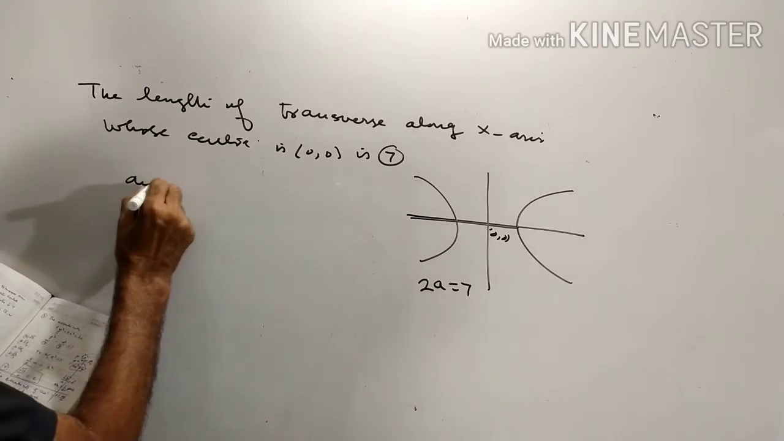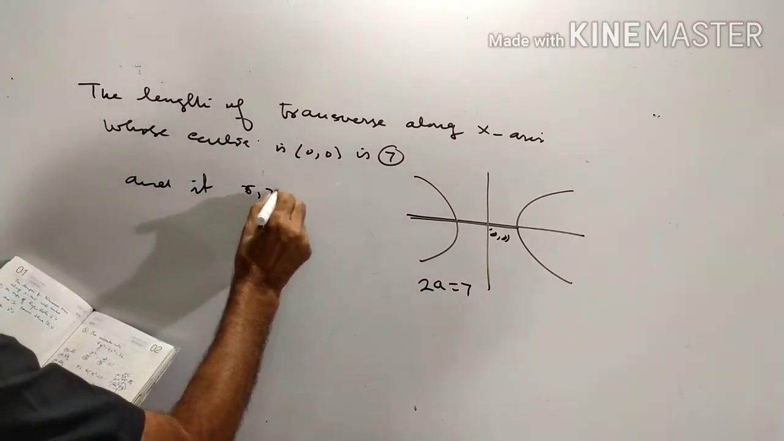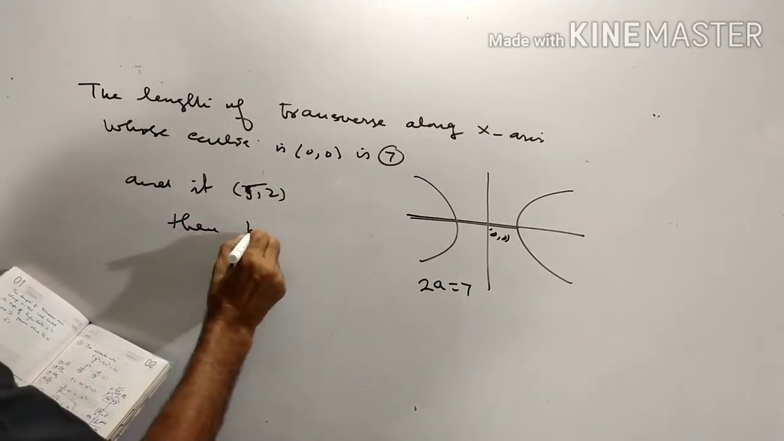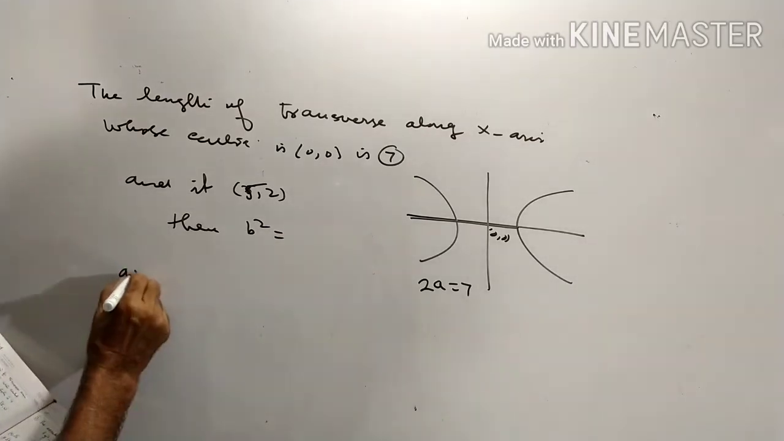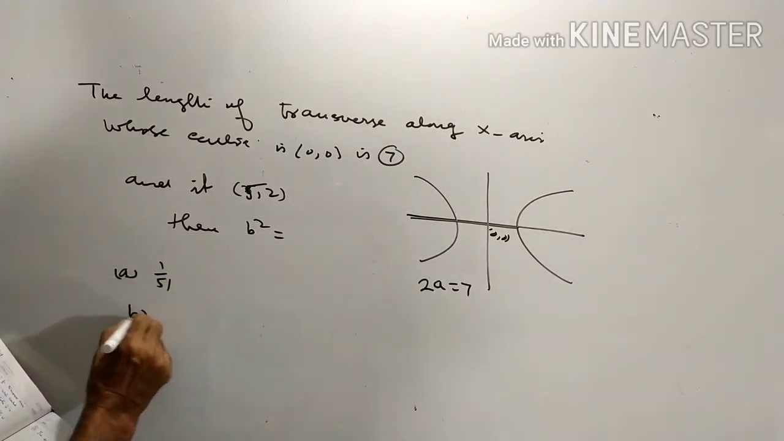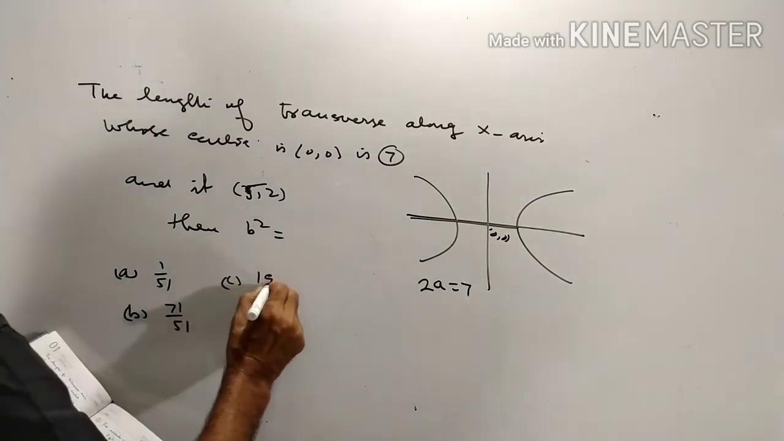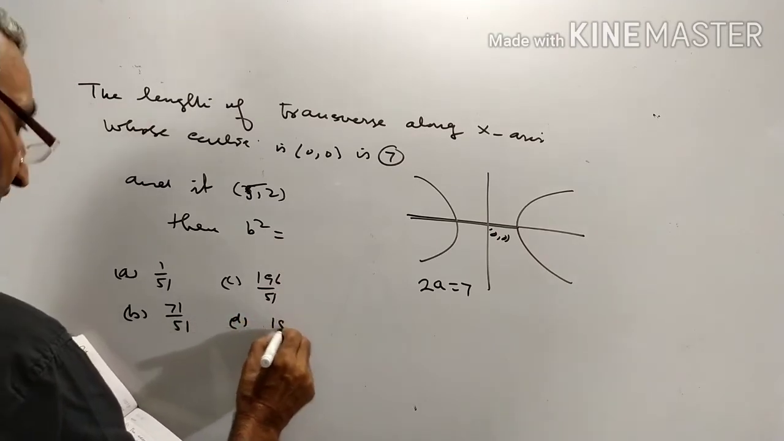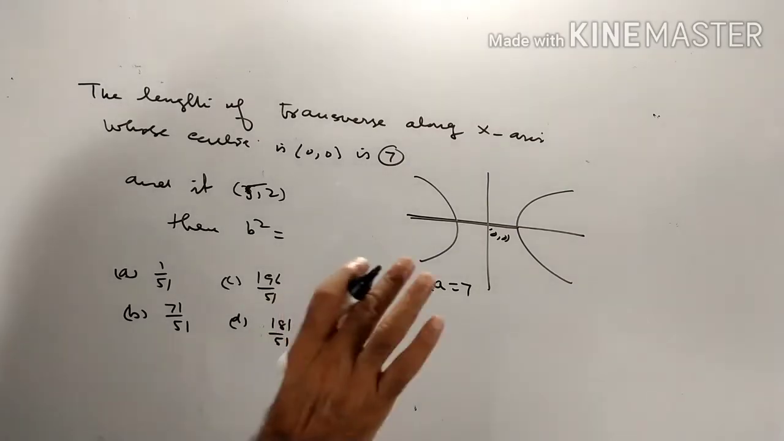And it passes through 5 and 2. It passes through 5 and 2. Then what is b square equal to? The choices are: A is 2 upon 51, B is 71 upon 51, C is equal to 196 upon 51, and D is equal to 181 upon 51. That's the choices. Well friends, I'll go.